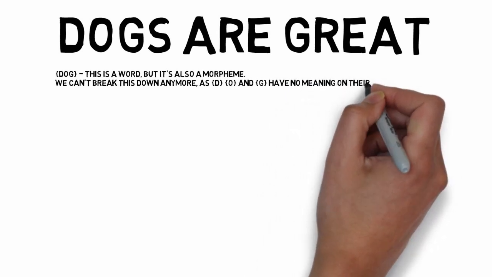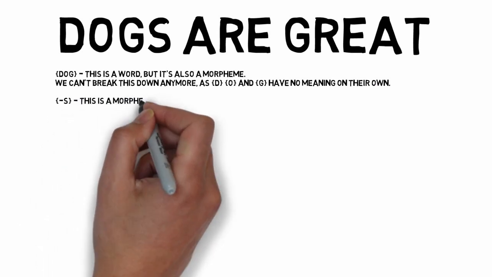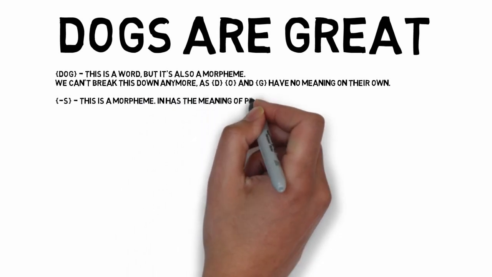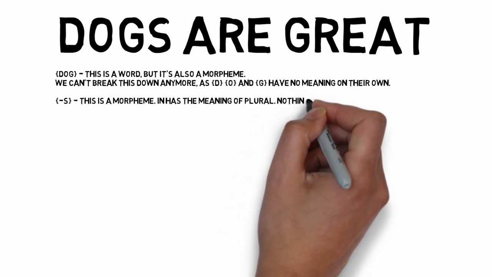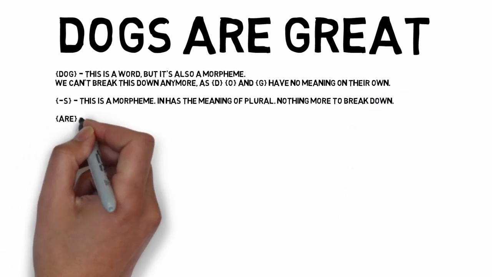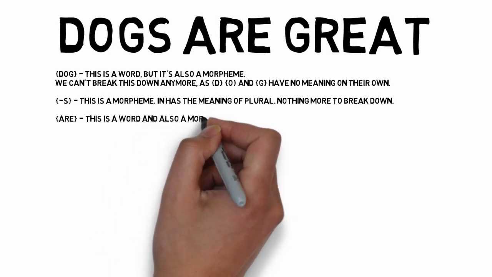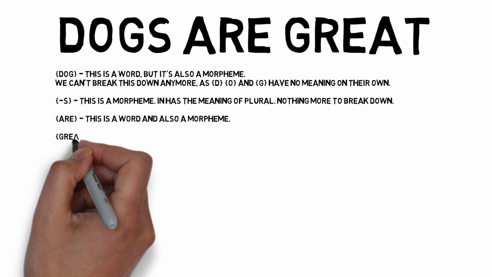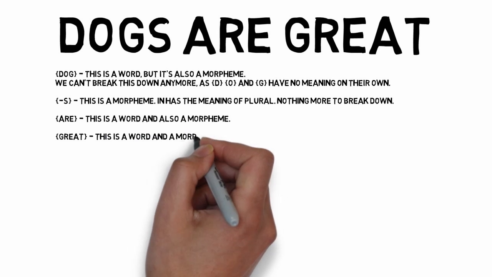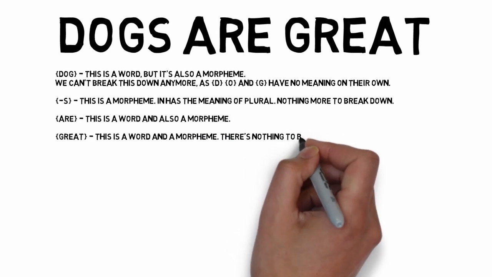What about that s ending, the plural s? Well, we would say this is a morpheme. It has the meaning of plurality and has the form of s. There's nothing more to break down here, so we'll say that this is also a morpheme. What about the word are? Well, this is a word that means to be. It does have to do with plurality, but for now we're going to put that aside. Are in this case means to be, and we would say that it is a morpheme. There is nothing we can break it into, so it's just one morpheme. And then finally, the word great. It's very similar. It is a word, but it is also a single morpheme. There's nothing to break down.